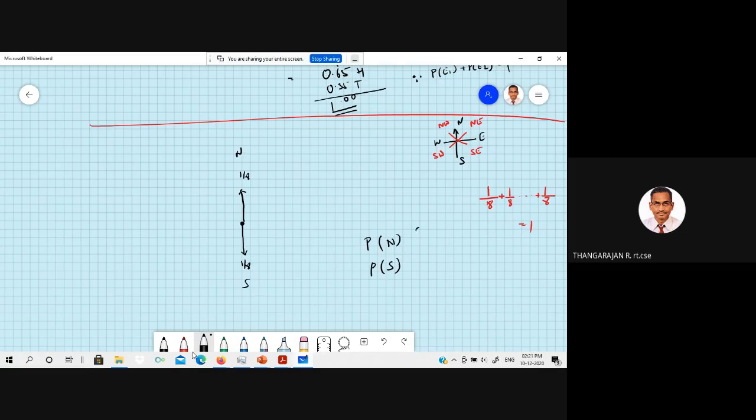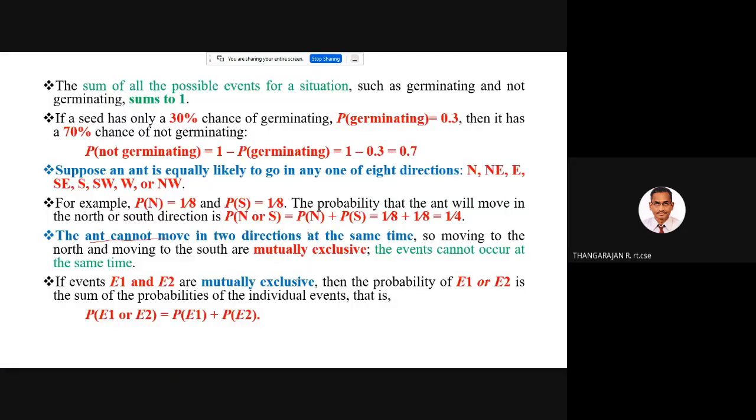So such events are called mutually exclusive events. If you have a number of events, here 8 events, which are mutually exclusive, the ant can move in any direction, but all events are mutually exclusive. This is what we mean by mutual exclusiveness. An ant cannot move in two directions at the same time, so moving north and moving south are mutually exclusive. The events cannot occur at the same time.